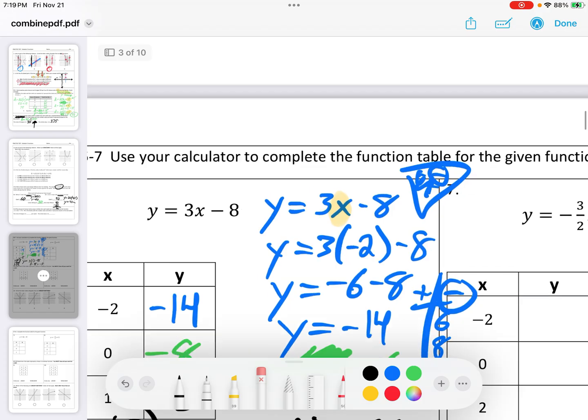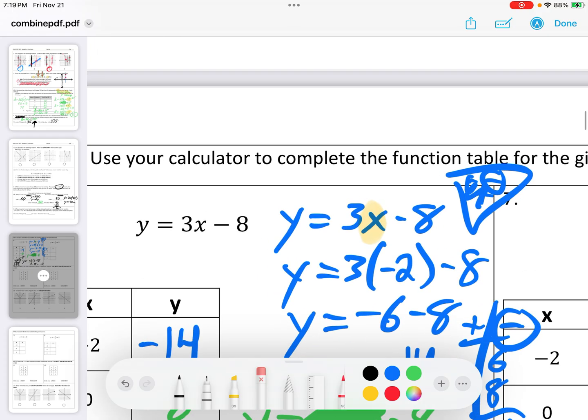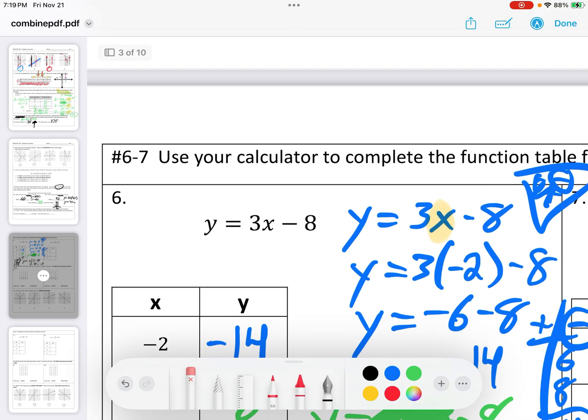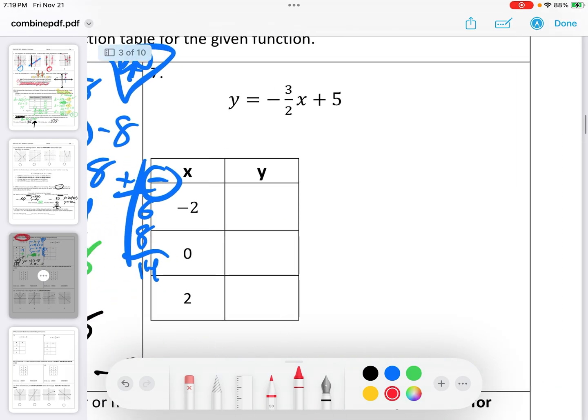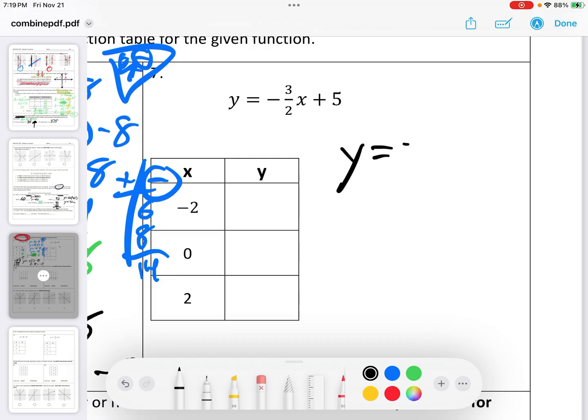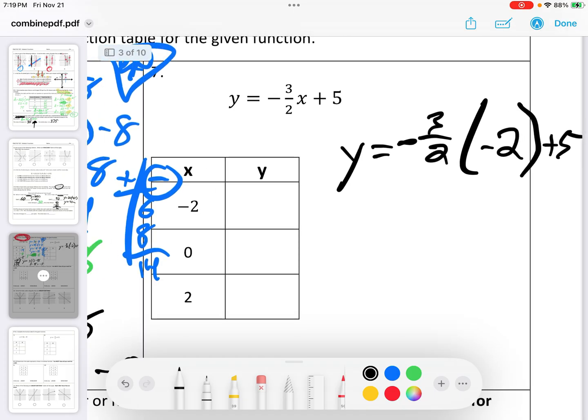Okay, and I think it's really strange that whoever wrote this test said use your calculator. Why would they say use your calculator when you should use your brain and pencil? Okay, y equals negative 3 halves times, well, we're going to use negative 2 first. Oh, I got undo back, yay! Thank you, Apple. Okay, don't forget, now this is a negative times a negative. Be very careful with your negatives. Y equals 3 halves times 2.